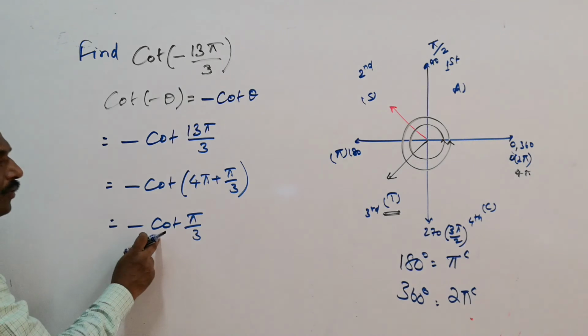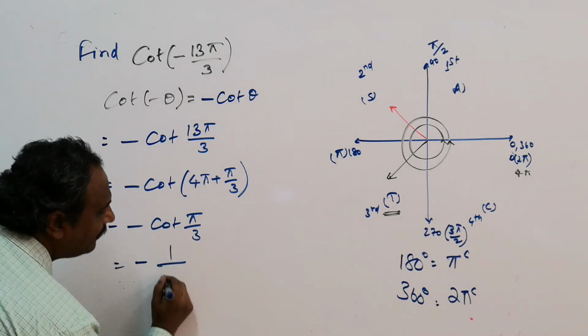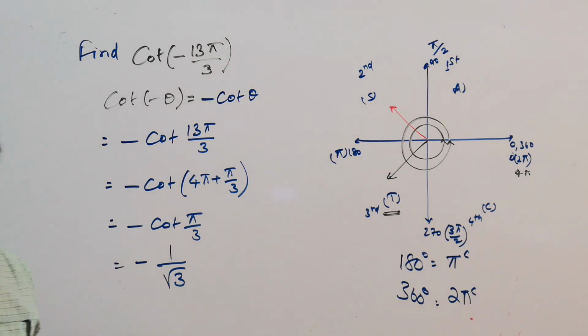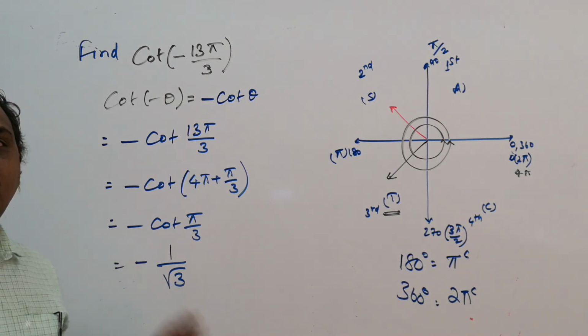Cot is the reciprocal of tan. So what is the value of tan pi by 3? Tan pi by 3 is root 3. So when we take cot pi by 3, this will become 1 by root 3. We will have the minus sign. Understand the idea here, how to find the values of trigonometric functions when the radians are given.